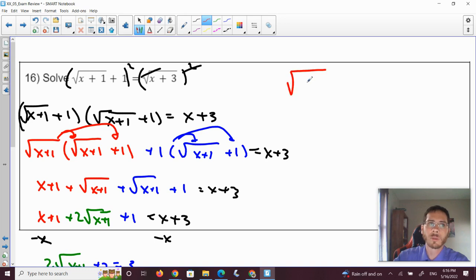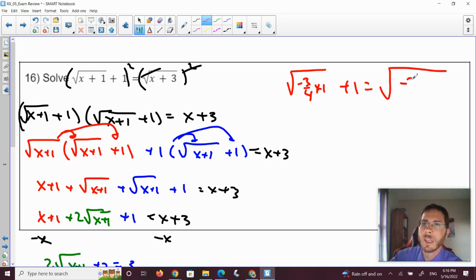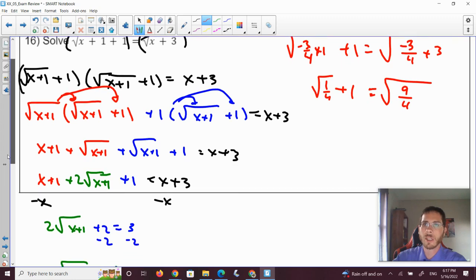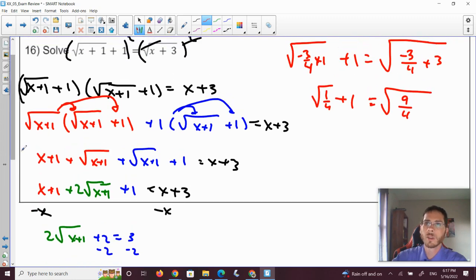So we'll do square root of -3/4 plus 1. So I'm suspicious already because I got a negative, but you never know. Square root of -3/4 plus 3. All right, well, -3/4 plus 1 is square root of 1/4. All right, well, that's okay. So I'm back to positive, so that's good. The other side, we get square root of, so that's 12/4, so 9/4. All right, we got rid of all the negatives, so far so good.